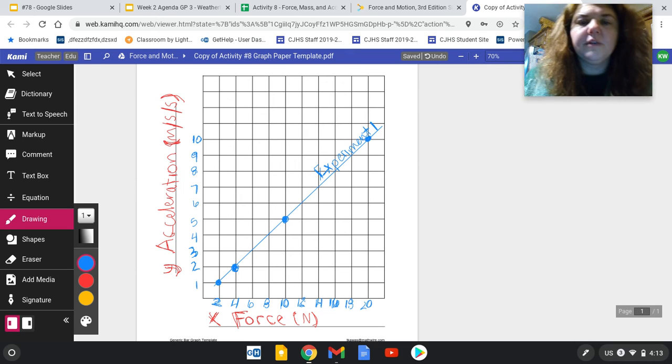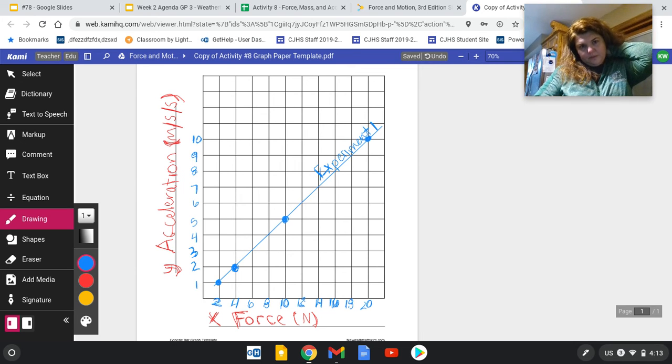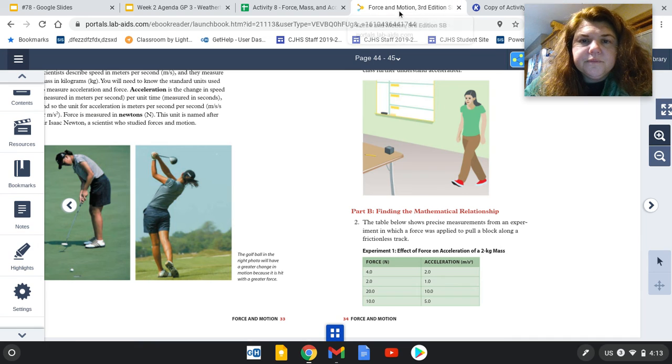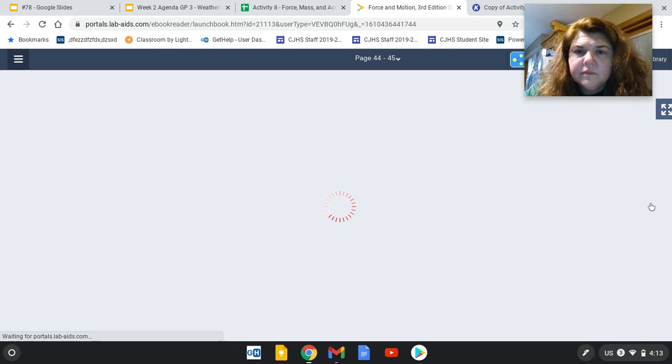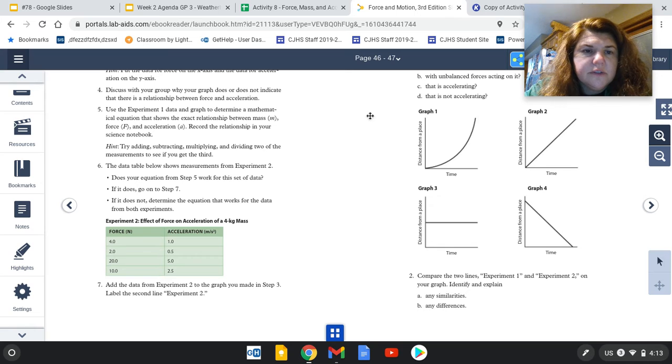There we go. We can write right on the line that it's experiment 1. So then this is where it says discuss with your group.